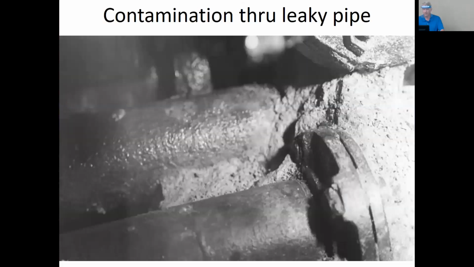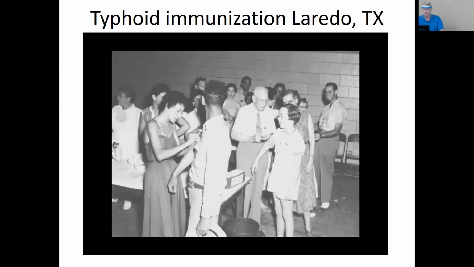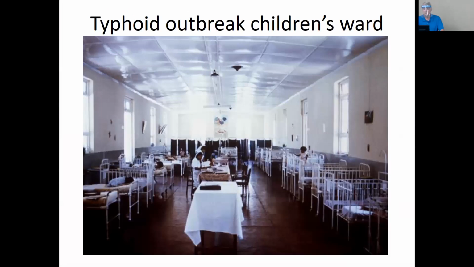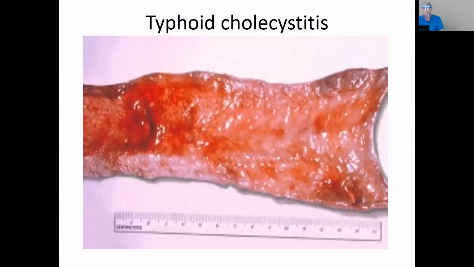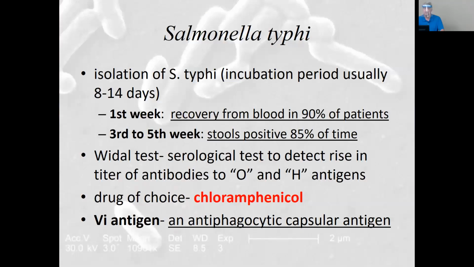Okay. So contaminated through leaky water pipe, hypochlorite device. They had typhoid immunizations in Laredo, Texas. Typhoid outbreak in the children's ward. Typhoid fever rose spots. Typhoid cholecystitis. Salmonella lesion of a sickle cell patient.